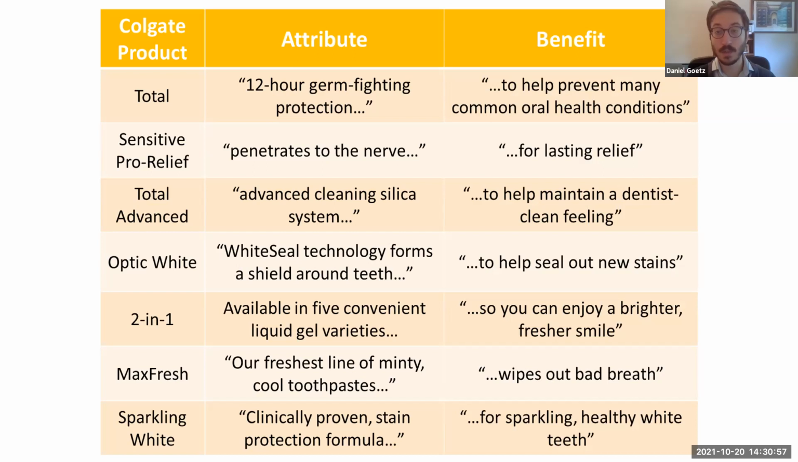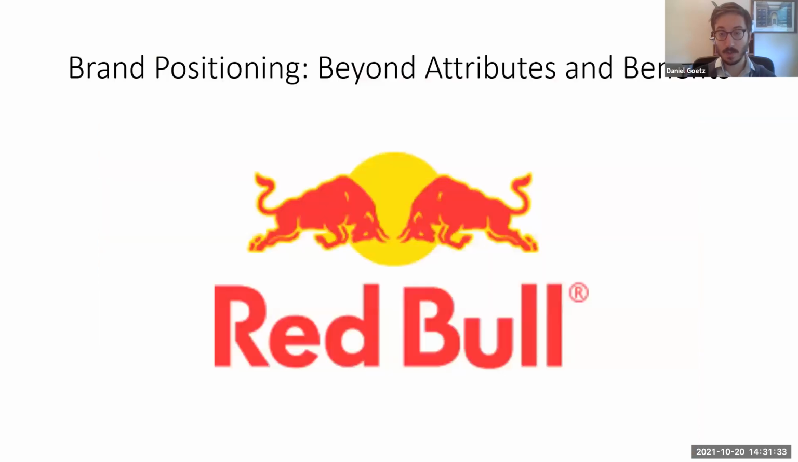So will this prevent oral health or oral diseases, right? Will this provide relief if I have sensitive teeth, right? For Total Advanced, will this maintain a very clean feeling, right? These are the benefits that we care about. We don't really care about how we get there. What we care about is the benefit that's being provided, right? So the positioning would be pretty weak if it relied only on the attribute of the product, okay? So that's positioning on benefits versus attributes.